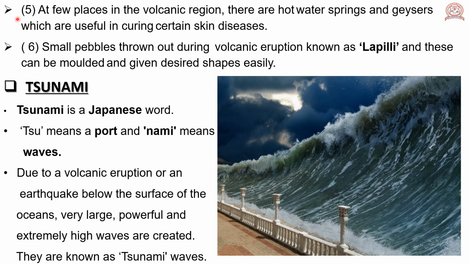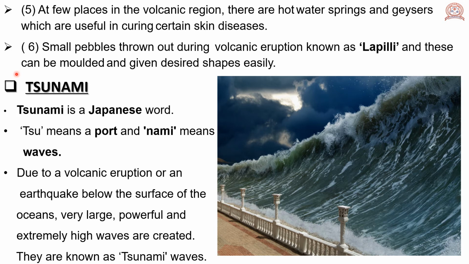Fifth point, at a few places in the volcanic region, there are hot water springs and geysers which are useful in curing certain skin diseases. Sixth point, small pebbles thrown out during volcanic eruption, known as lapilli, can be molded and given desired shapes easily.